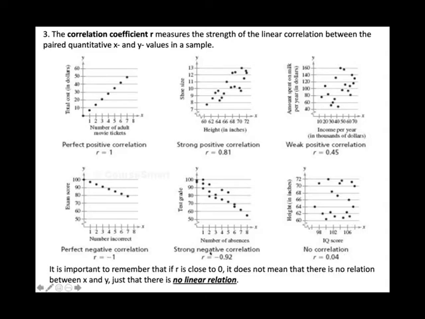And it is important to remember that if R is close to 0, it does not mean that there's no relation between x and y. Just that there is no linear correlation. Okay, they may have some other types of correlation, it's just not the linear one.